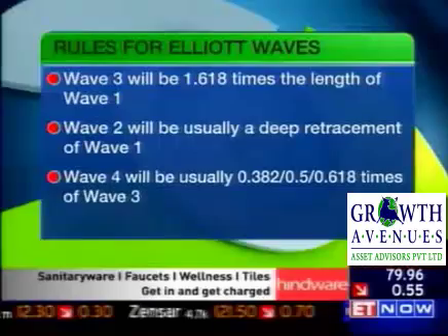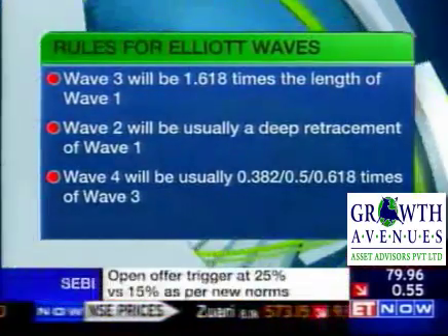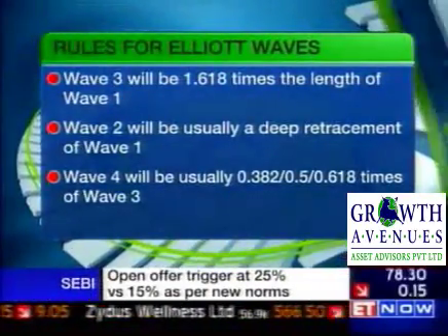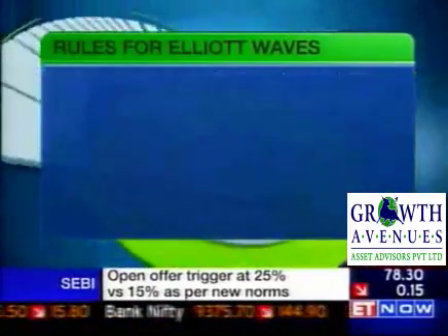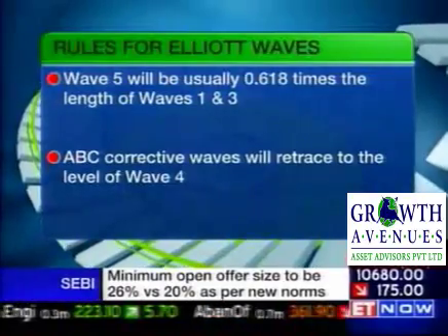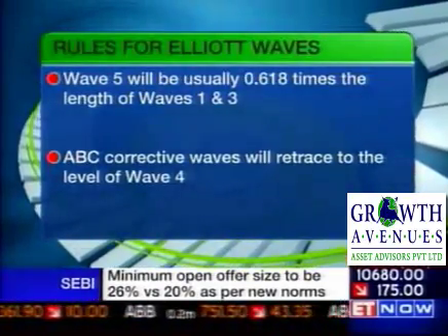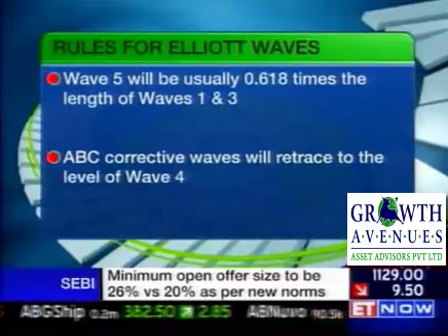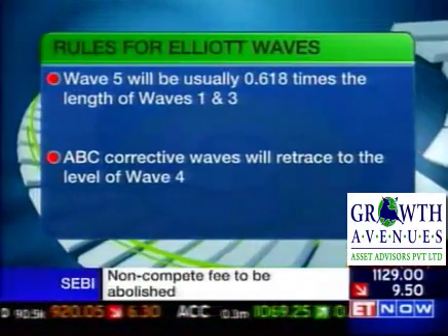You have three out there: 0.38, 0.5 or 0.618. Once again, the Fib series numbers that Doc was talking about. Wave 5 will usually be 0.618 times the length of wave 1 to wave 3, and ABC corrective waves will retrace to the level of wave 4 of one degree lower. So that's what it says.